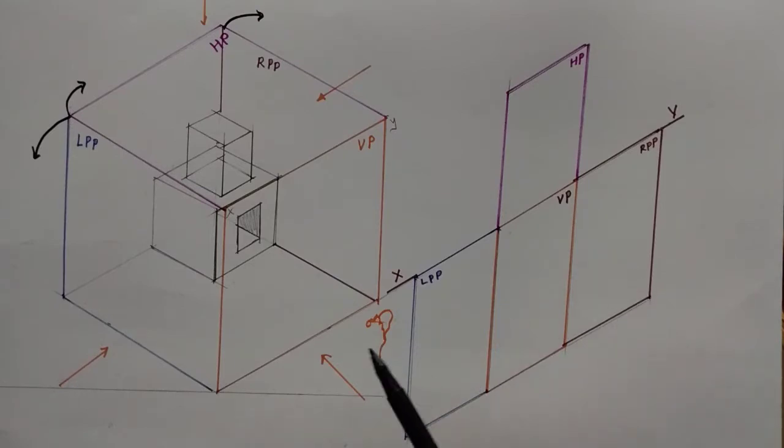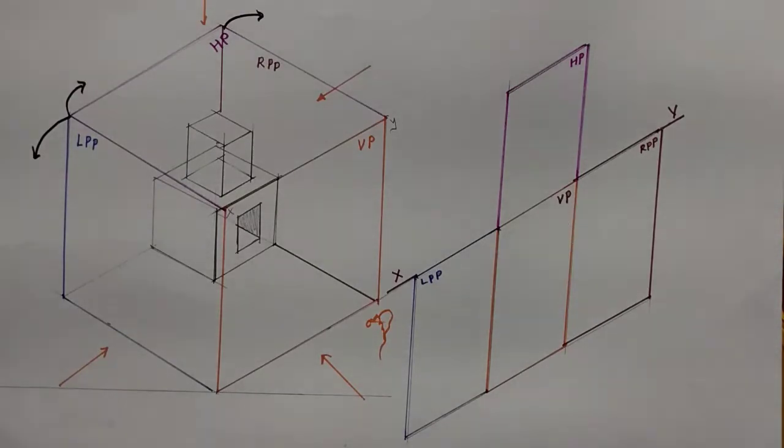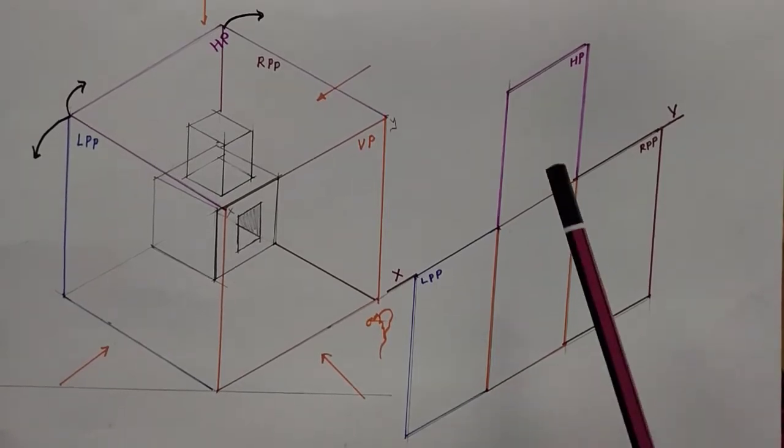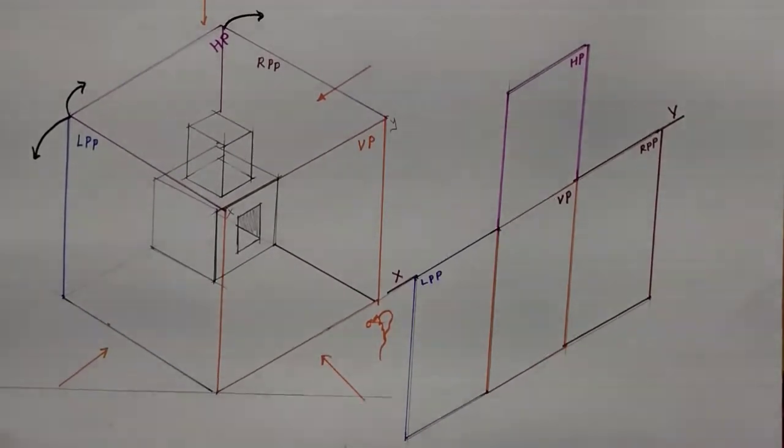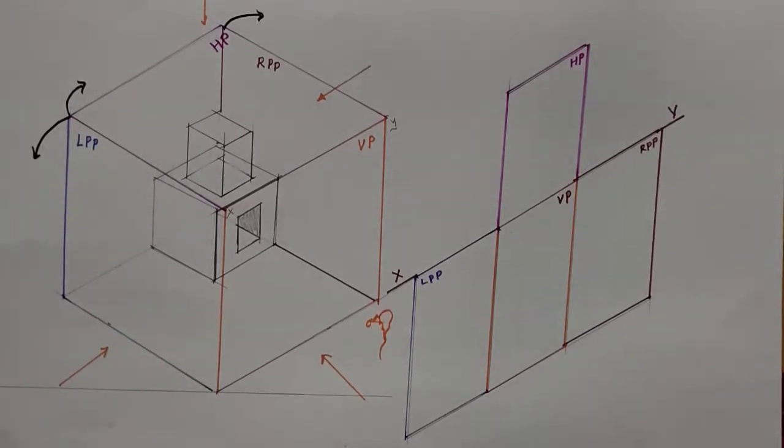So in the third angle projection system, above the XY line there is the HP plane. Below HP there is our vertical plane VP. On the right side of the VP there is the right side profile plane, and on the left side of the vertical plane there is the left side profile plane.